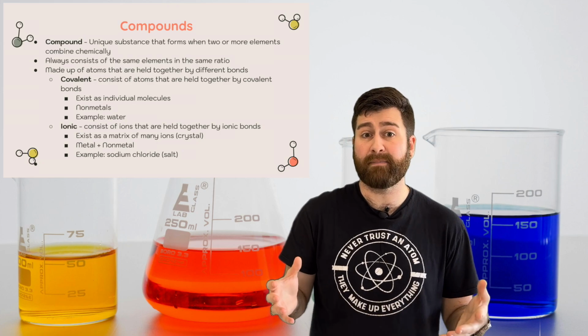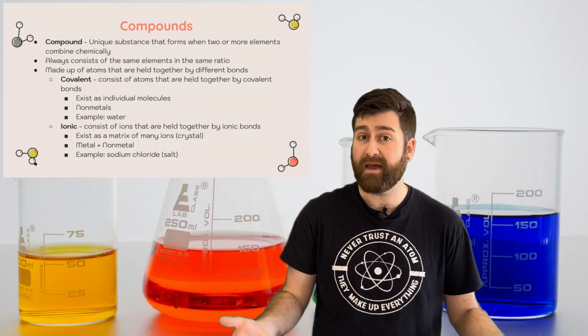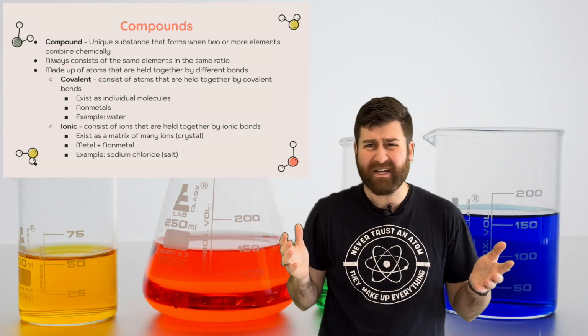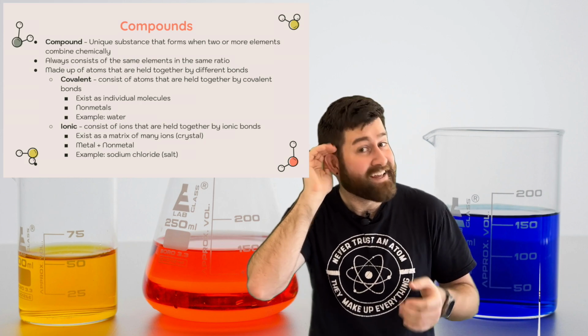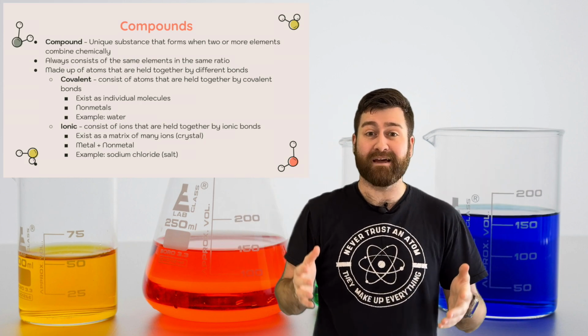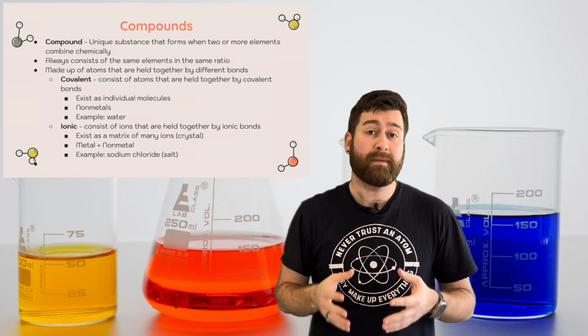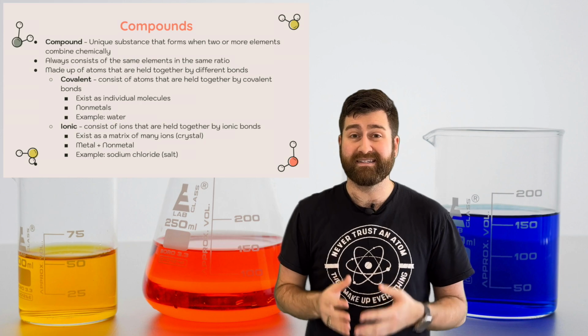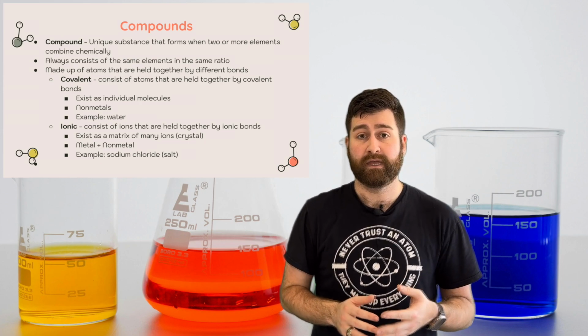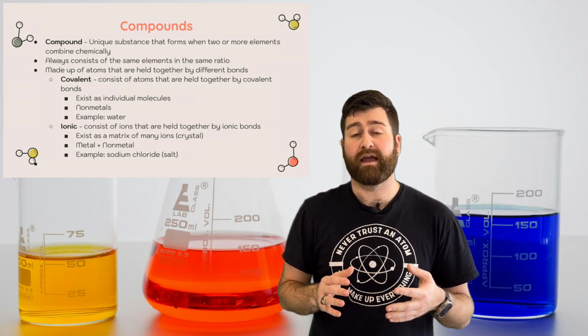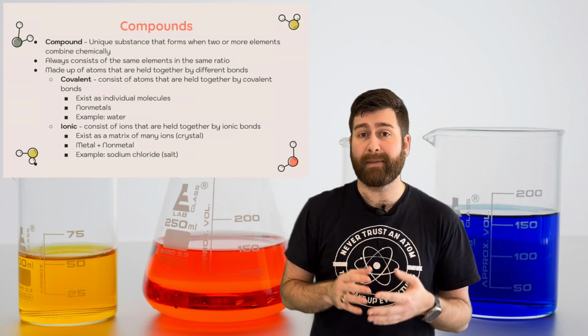Anyway, let's revisit compounds, which we talked about in the chemical properties of matter episode. Can someone remind me what a compound is? That's right. It is a unique substance that forms when two or more elements combine chemically. Now, compounds always consist of the same elements in the same ratio, and they are made up of atoms that are held together by different bonds.